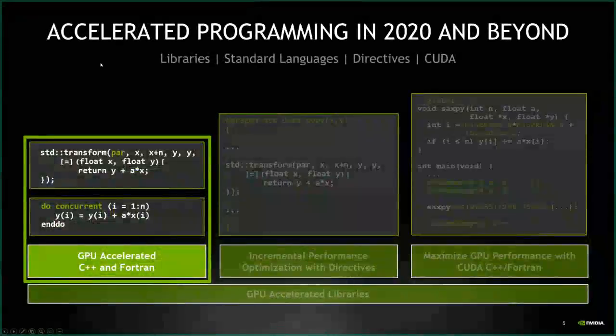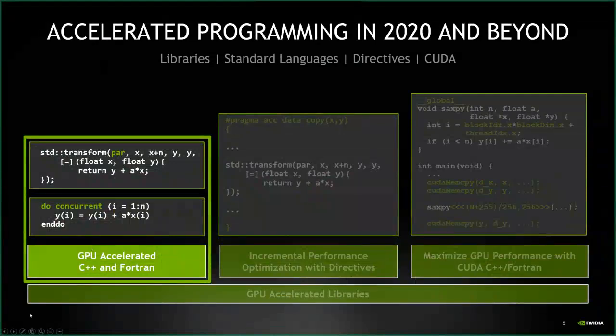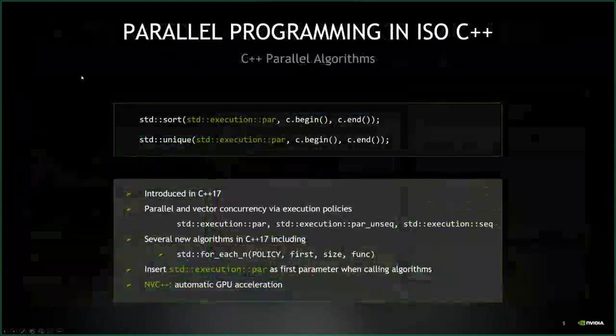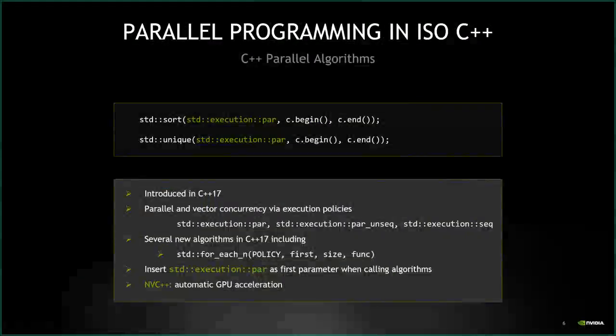So I'm going to start by talking about programming in ISO C++ and ISO Fortran and getting on the accelerated platform. And beginning with C++. So if we look at some of the examples I'm going to show here where we're accelerating C++, they're going to be using the C++ parallel algorithms. So I do want to just briefly introduce what they are. They were introduced in C++17. Their major feature is the use of parallel and vector concurrency via execution policies.